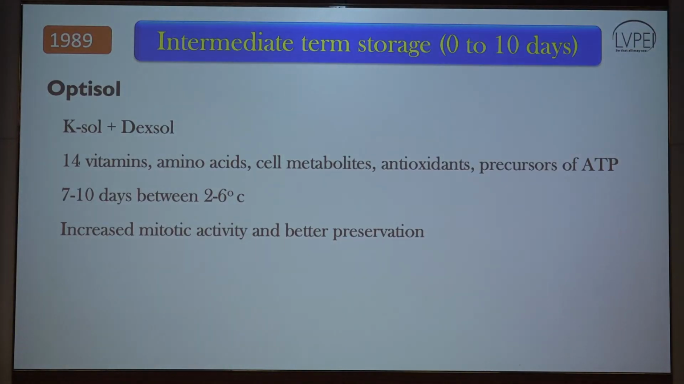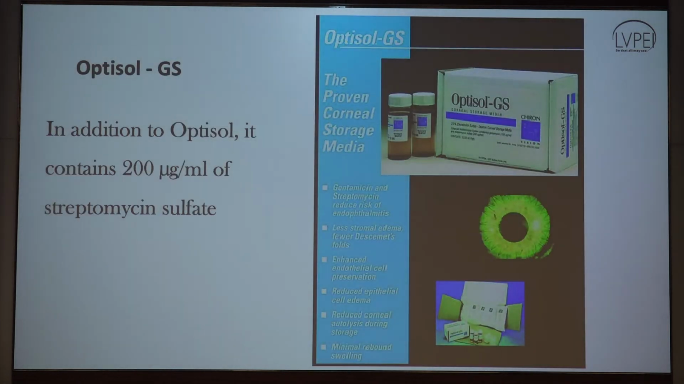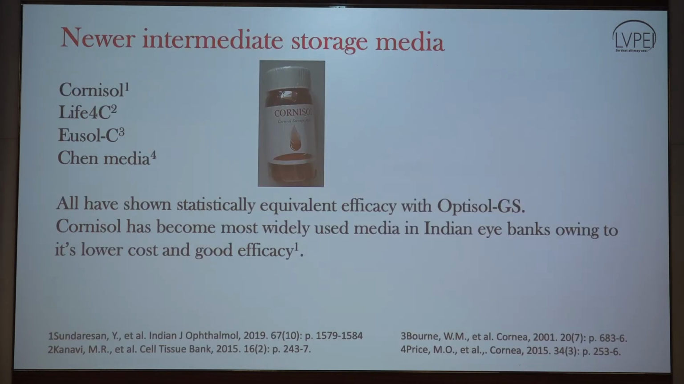Optisol was essentially a combination of K-Sol and Dexol, and Optisol GS, which is the current form extensively used by the EBA, had an addition of 200 micrograms of streptomycin sulfate. The newer intermediate storage media are Cornisol, Life4C, Usol-C, and Shen media. They have been variably certified by the FDA. However, it's Cornisol, a modification of Optisol, that has been widely used in Indian eye banks owing to the lower cost, good supply chain, and efficacy of 2 weeks storage of the tissue.